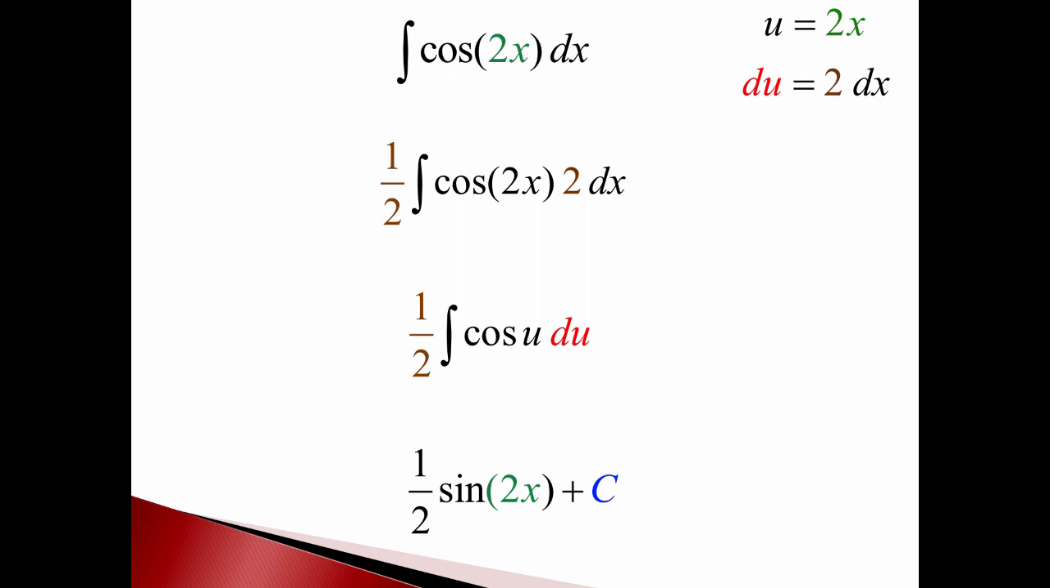This is the chain rule backwards. So I had cosine of some stuff, so when I integrate it, I get sine of the same stuff. The stuff doesn't change. But instead of multiplying by an extra 2 on the outside, I divide by it. And so that's the easy way to think about this. And we're going to need to do this so often that you're going to need to be able to do this kind of thing really, really quickly.